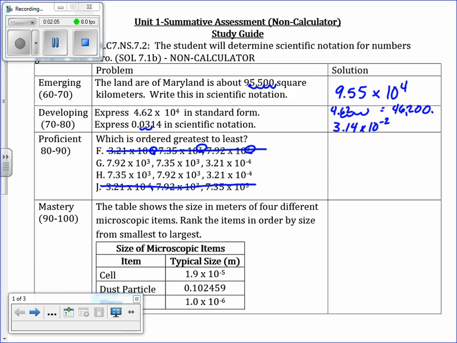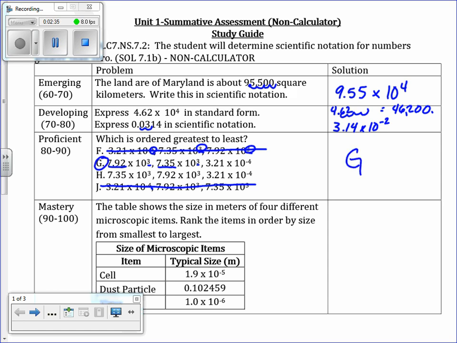So now I want to compare G and H. Since this has an exponent of 3 and this one has an exponent of 3, and that's occurring in both G and H, I want to look at the number that I have here because I can't compare the exponent anymore. And so I have 7.92 or 7.35. Which of those is greater? It would be 7.92. So G is going to be the correct answer.